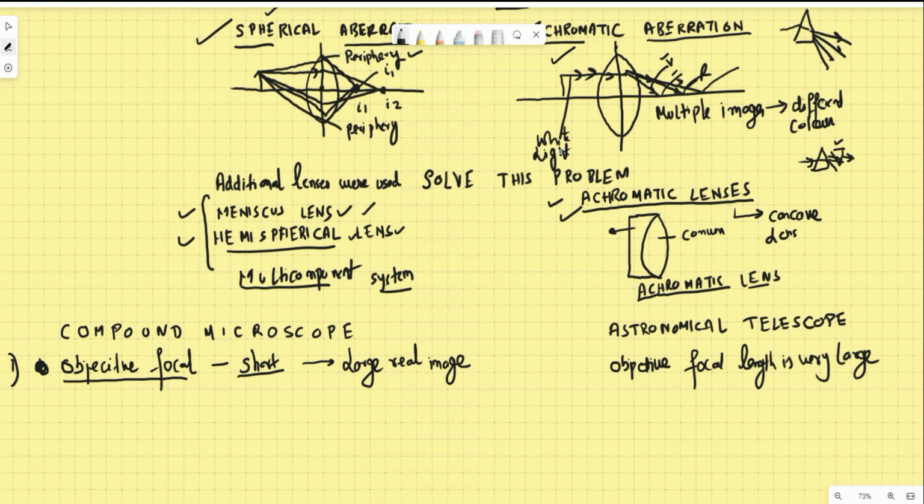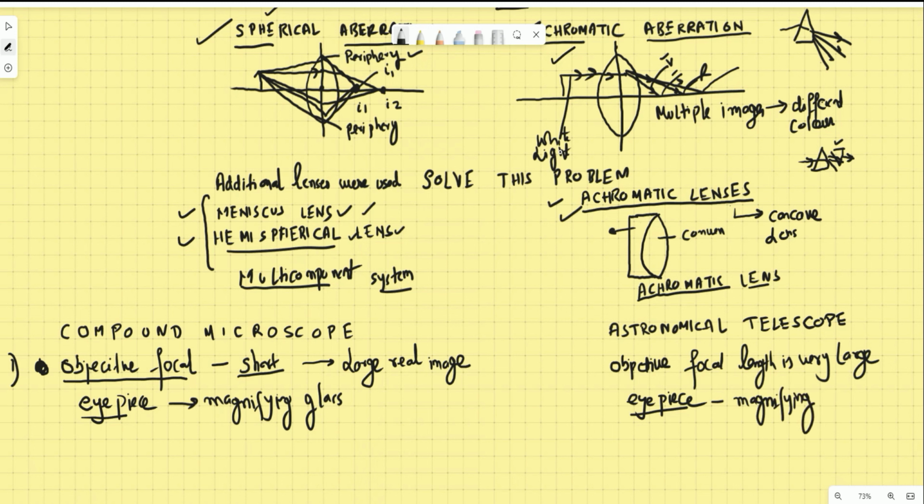And I will tell you the way to memorize this. The eyepiece for a compound microscope and eyepiece for an astronomical telescope behave in the same manner. Both are used as magnifying glasses. So you don't have to worry about the eyepiece in the case of a telescope and a microscope because they do the same job. The difference lies in the objective focal length.